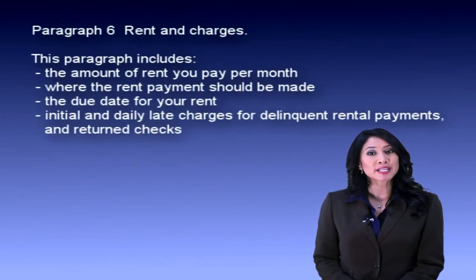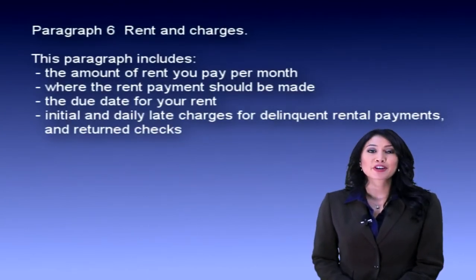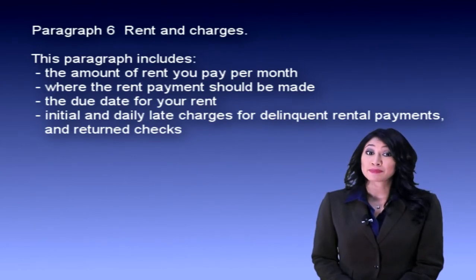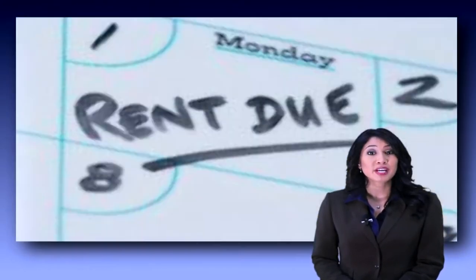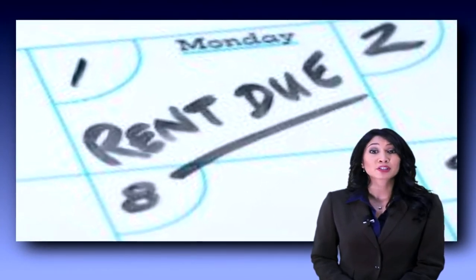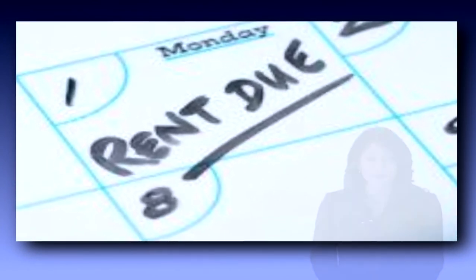Paragraph 6, Rent and Charges. This paragraph includes the amount of rent you pay per month, where the rent payment should be made, the due date for your rent, initial and daily late charges for delinquent rental payments and returned checks.